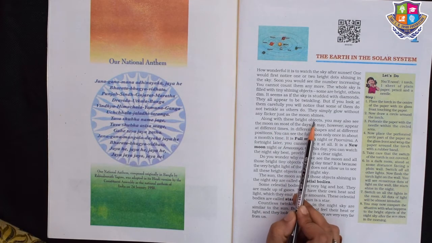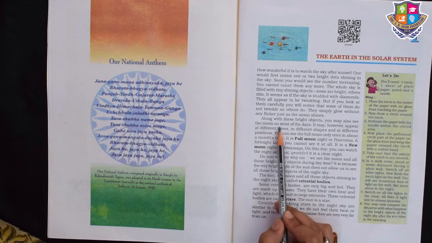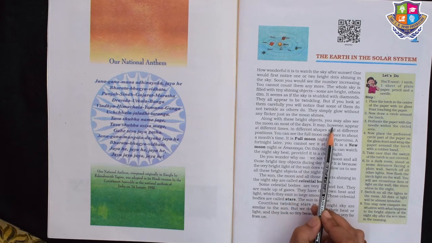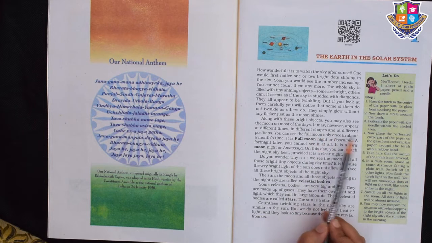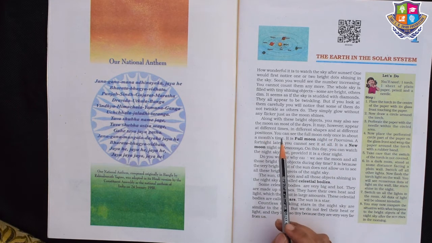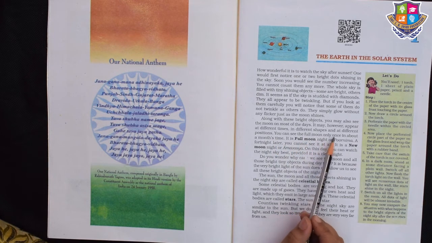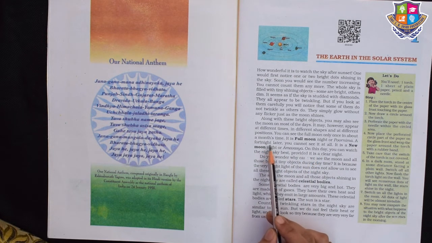Along with these bright objects, you may also see the moon on most of these days. It may, however, appear at different times, in different shapes and at different positions. You can see the full moon only once in about a month's time. So only once in a month we can see the full moon, and that full moon is known as Purnima, a fortnight.